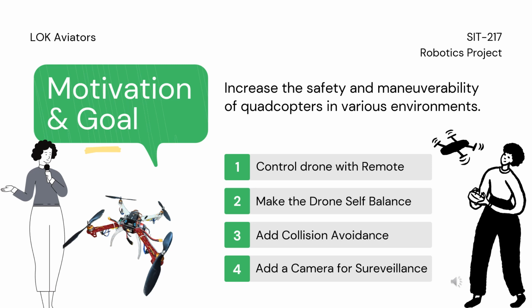The drone uses ultrasonic sensors and microcontrollers to detect obstacles and navigate around them with precision. For surveillance purposes, we added a high resolution camera with video streaming capabilities. This enables applications in security, monitoring, and certain rescue operations. In summary, our project enhances control, stability, and safety by implementing self balance, collision avoidance, and surveillance capabilities.